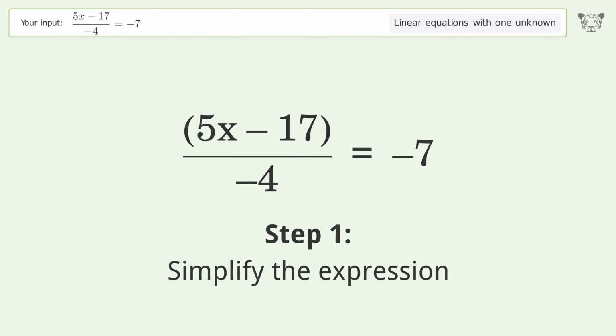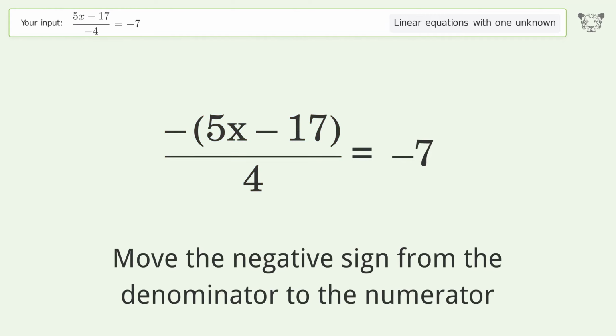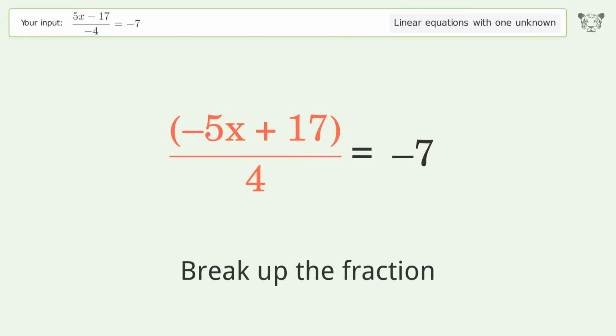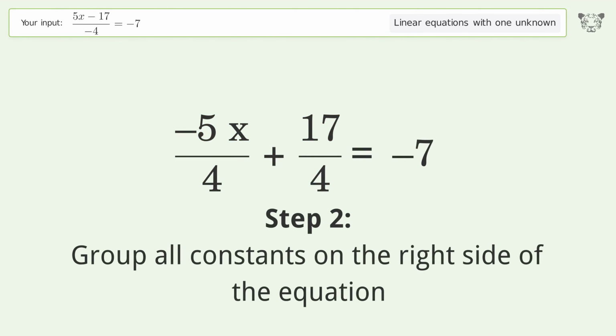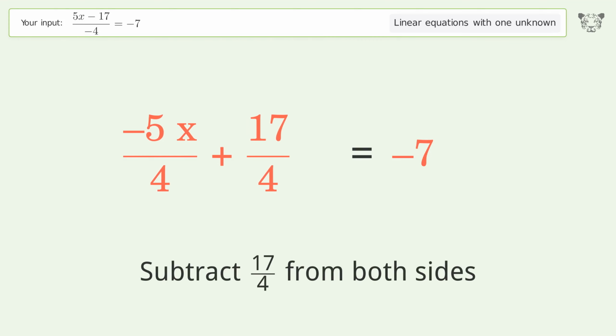Simplify the expression. Move the negative sign from the denominator to the numerator. Expand the parentheses. Break up the fraction. Group all constants on the right side of the equation. Subtract 17 over 4 from both sides.